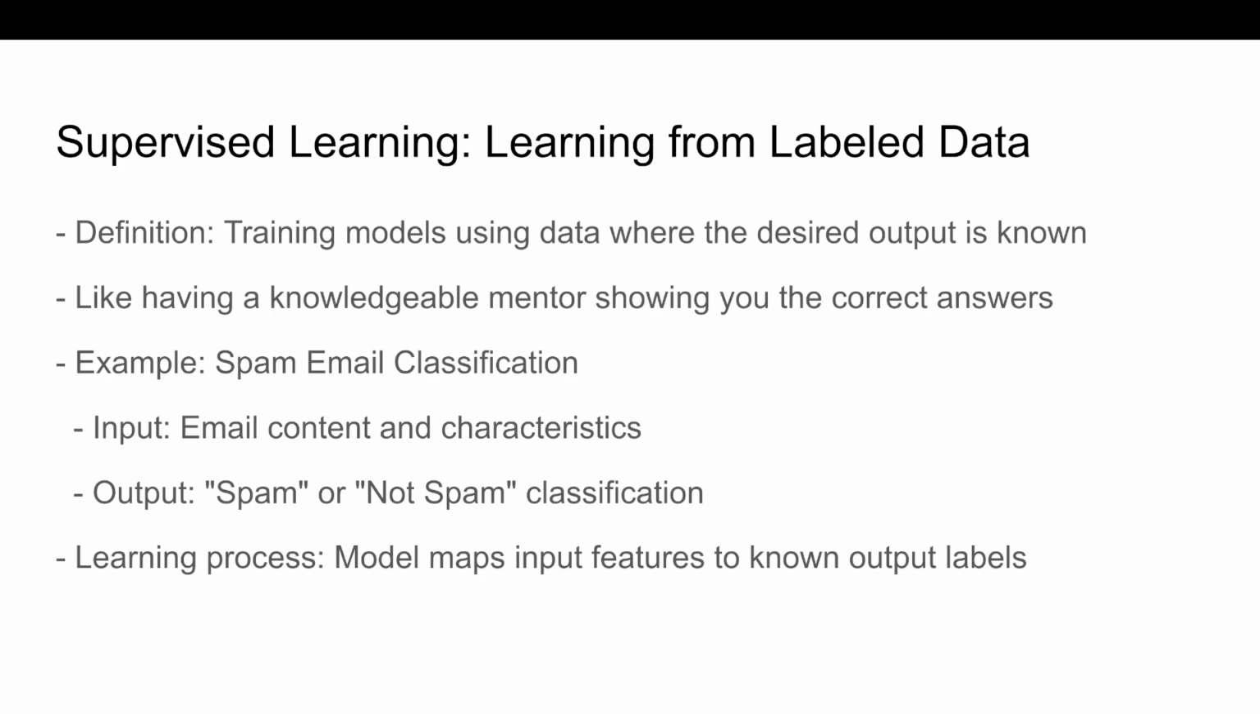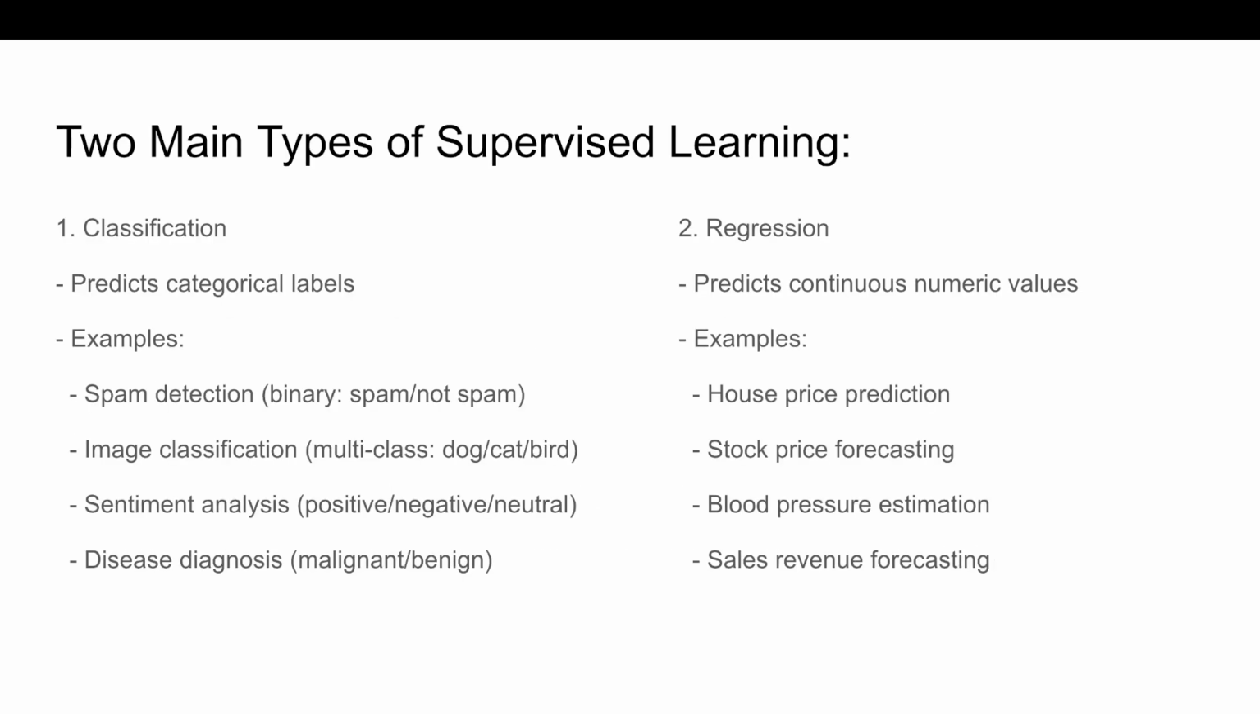The key idea in supervised learning is that the model learns from examples where the correct answer is provided. It's like having a knowledgeable mentor who shows you the ropes. The model's job is to learn the mapping between input features, like the words and phrases in an email, and the corresponding output labels, spam or not spam. Supervised learning comes in two flavors.